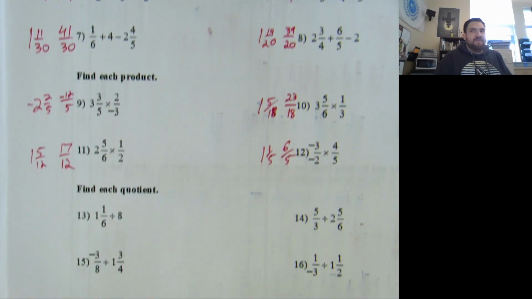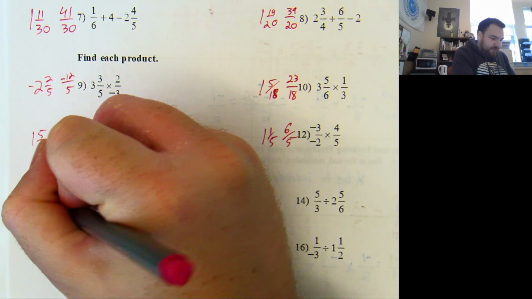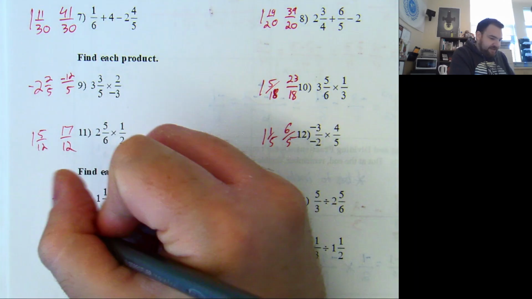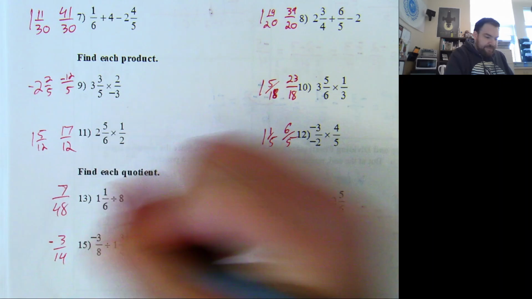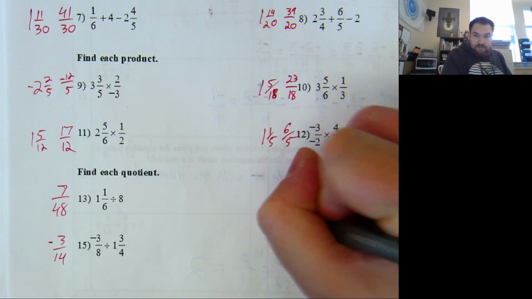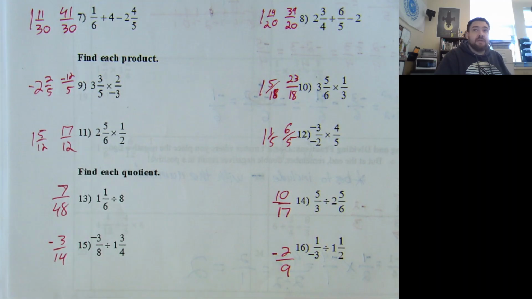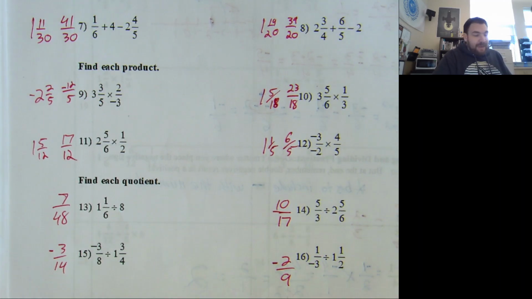Okay, and here's the bottom 4. The bottom 4 look like this. 13 is, bless you, 7 over 48. 15 is negative 3/14. 14 is 10/17. And 16 is negative 2/9. Is there anything from any of this page that any of you would like me to do?